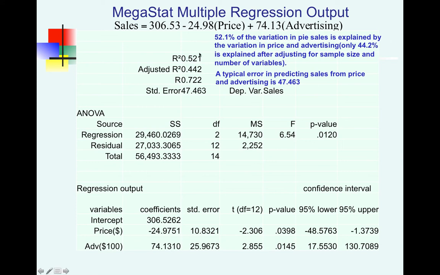The rule of thumb is if there's more than 10% unexplained, in other words, if you don't have an R-square of at least 90%, you're probably looking for some other explanatory variables.